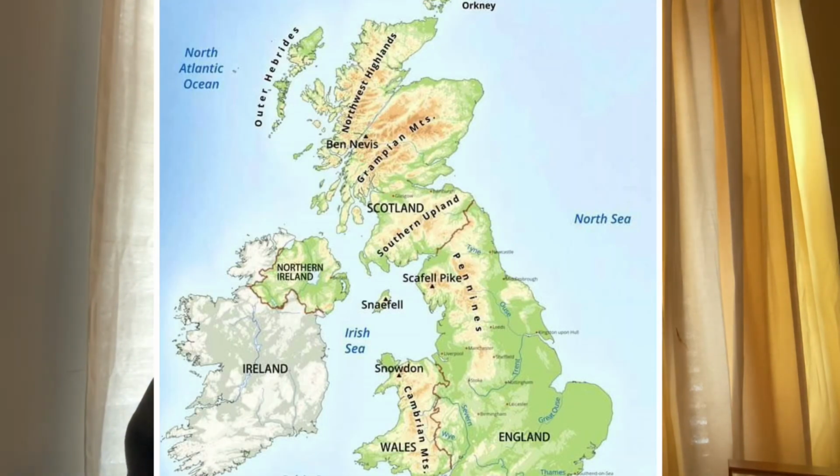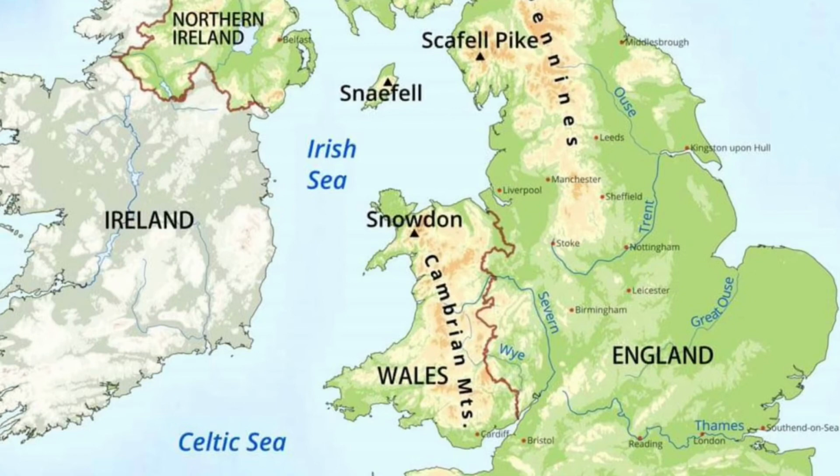Here is a physical map of the UK. The thin lines represent the rivers, the brown area represents mountains and hills, and the green is flat land. The very popular mountain, Ben Nevis, is labeled here. As you see, when I zoom in, there are cities also labeled.